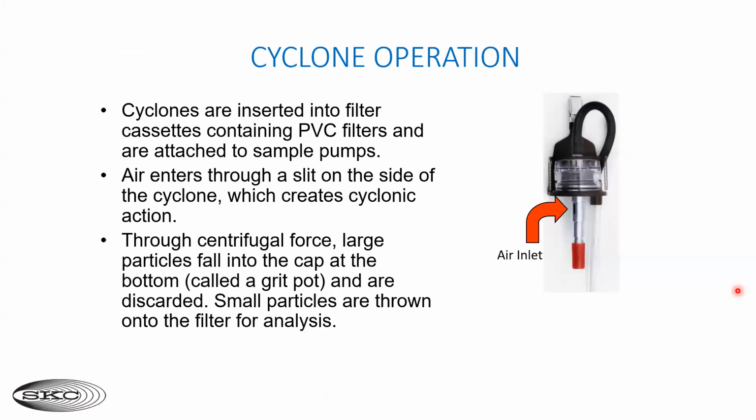Now, this is simply a picture of an actual cyclone with a filter cassette attached. As in the cyclone operation diagram we just talked about, the air enters, creates the cyclone effect to create centrifugal force, dropping the large particles into the grit pot and depositing the respirable fraction of particles onto the filter inside the filter cassette. Now, I hope that everyone is clear on the basic operation and how the dynamics of a cyclone works. But if not, please post your questions in the chat. We'll be happy to answer them as soon as we get to that point.